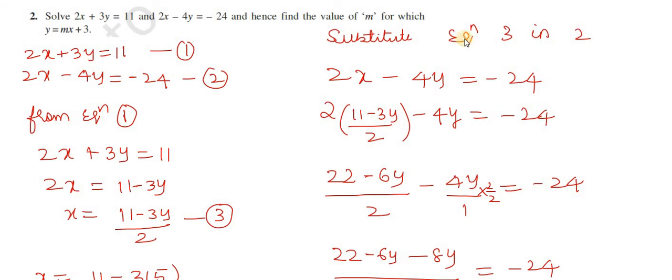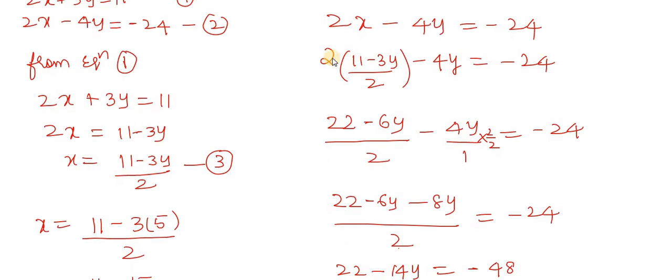Now substitute equation 3 in equation 2. Equation 2 is 2x - 4y = -24. So 2 into (11 - 3y)/2, minus 4y, is equal to -24. Here 2 into 11 is 22, and minus 3 into 6... 6y divided by 2, minus 4y by 1, which is equal to -24.